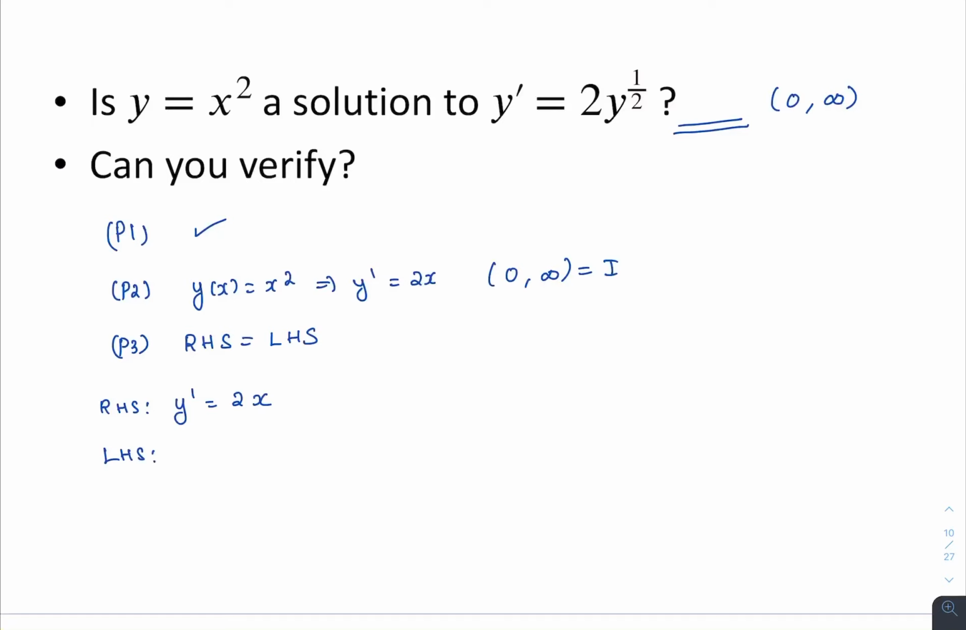The left hand side is 2y to the 1 half, which is 2 times y, which is x squared, raised to the 1 half. If I simplify this, that also happens to be 2x. So this 2x is the same as this 2x. That means the right hand side equals the left hand side, and hence this satisfies all three properties that we're looking for in a solution. Therefore this is a solution to that particular equation.